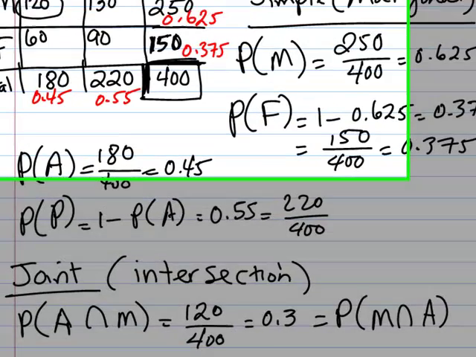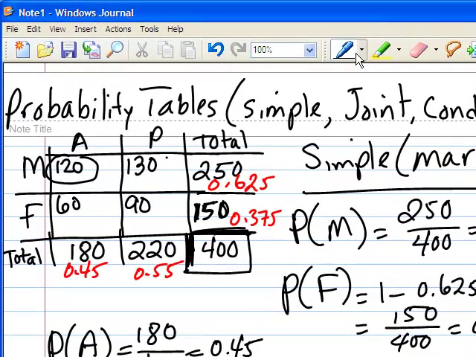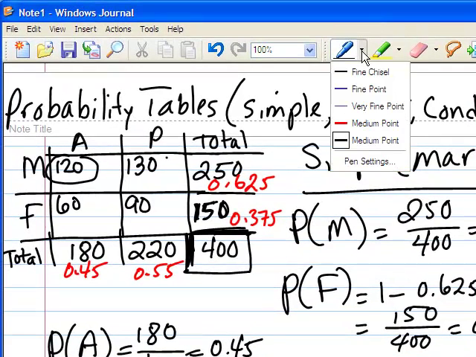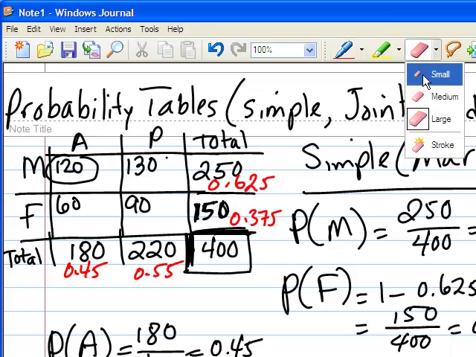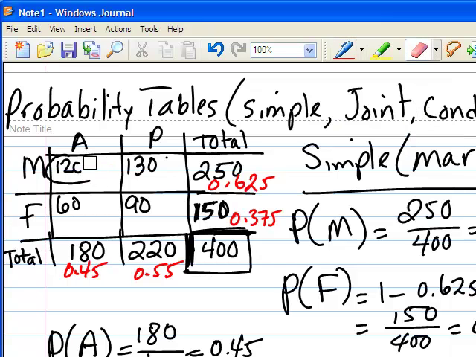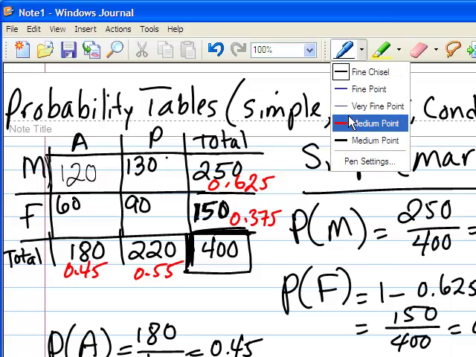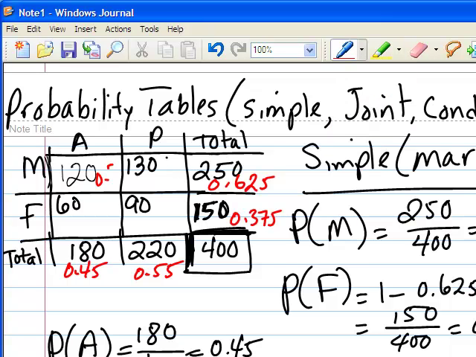fill that characteristic. So I can come in here and write the 0.3. Maybe I should erase first all the line I put around it. And so that's 120. And we have 0.3 as the joint probability.